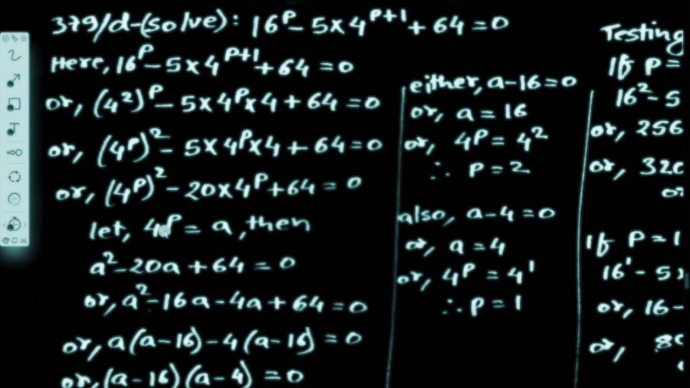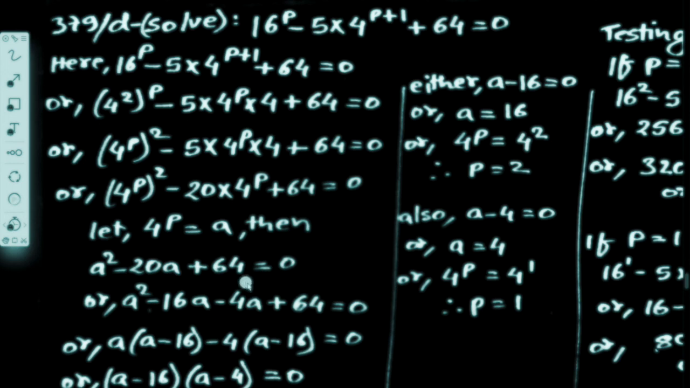To make our calculation and our equation process simple, we should replace this 4 power p with a. Let 4 power p equal a. Then 4 power 2p means a square, minus 20 into 4 power p means 20a, plus 64 equals 0. This comes as our simple expression.